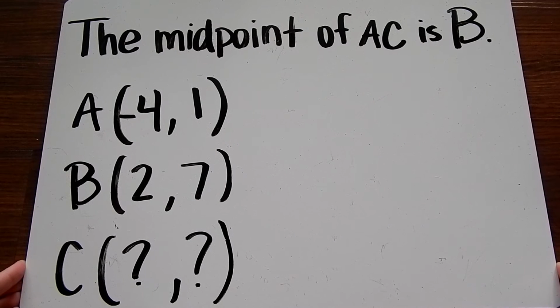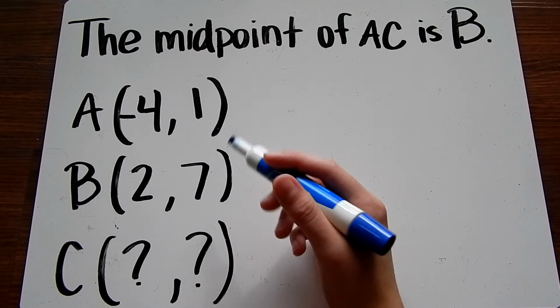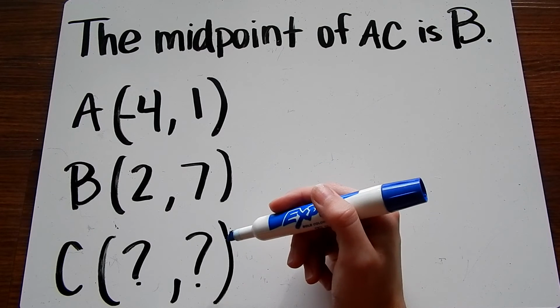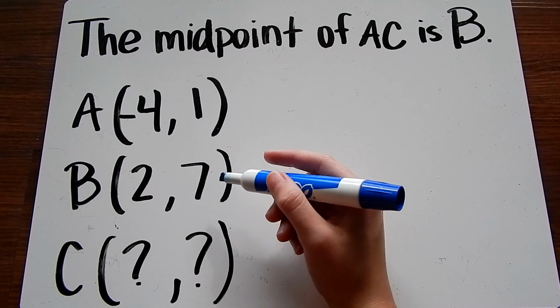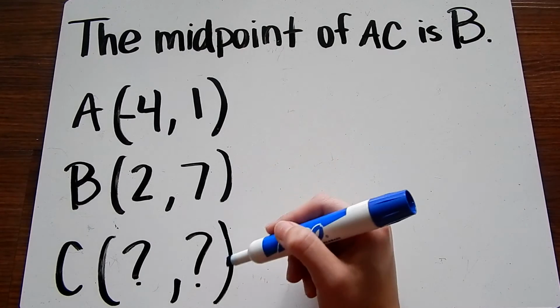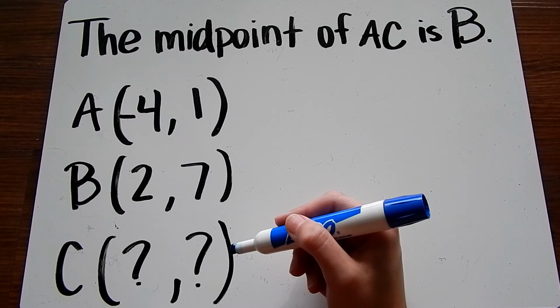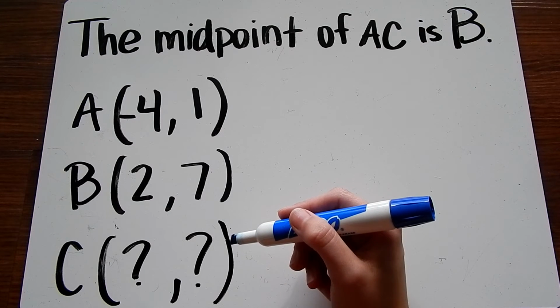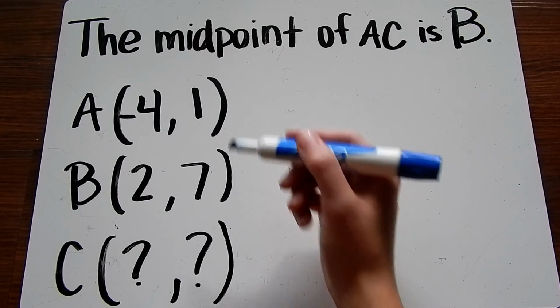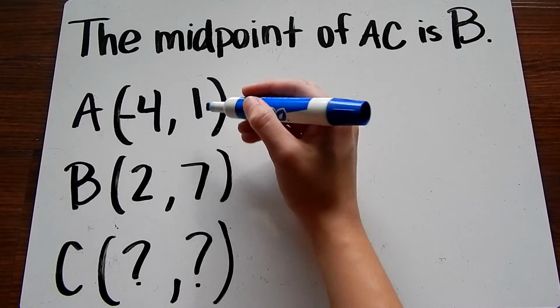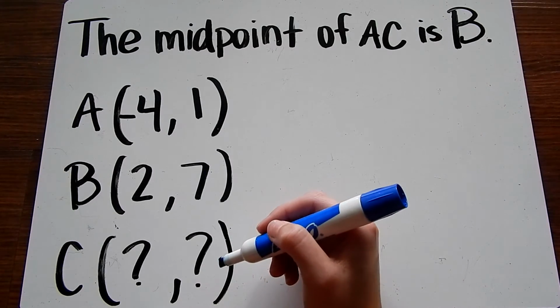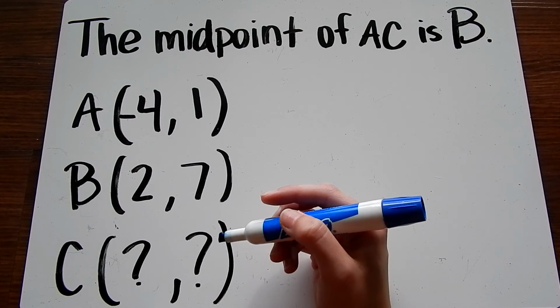And here's our last example. It says the midpoint of AC is B, so we want to find whatever is missing. So in this case, we have A, we have B, we're missing C. So B is the midpoint of AC. We want to figure out what C is. Now remember, B is the exact middle of AC. So from A to B and B to C, they are the exact same distance.